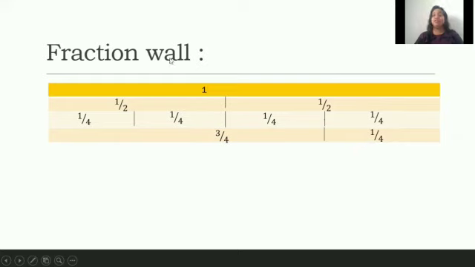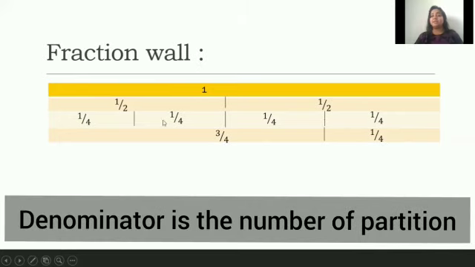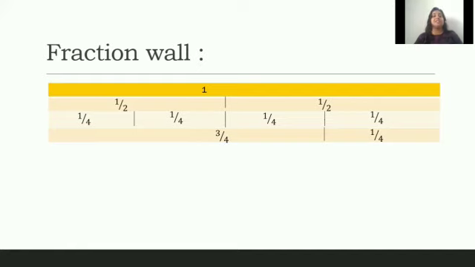This fractional wall you can create for any kind of fraction. Remember, you will make as many parts as the denominator states. For example, if I take the denominator as 4, I can divide it into 4 parts. If, let's suppose, you are taking 1 by 7, then you can divide the wall or brick into 7 parts. So this is the fractional wall concept.